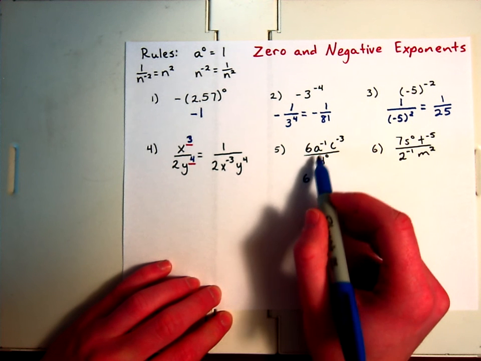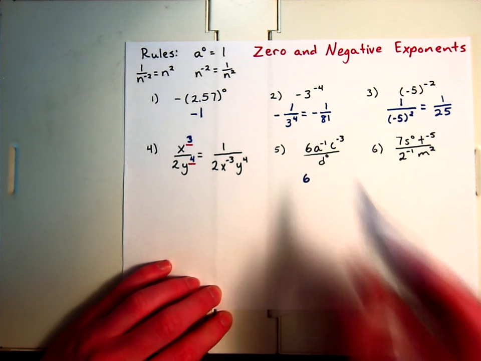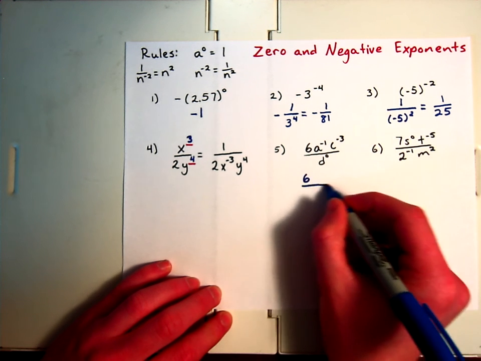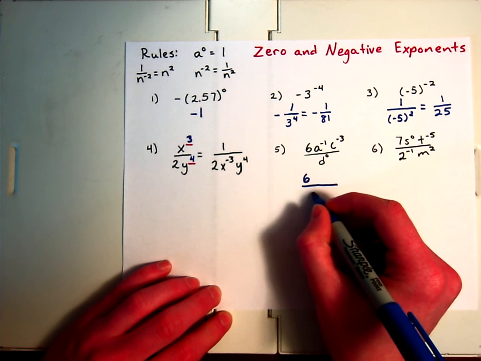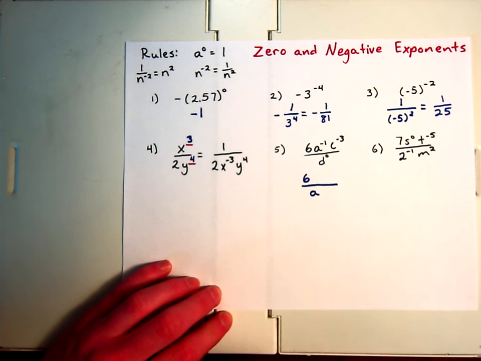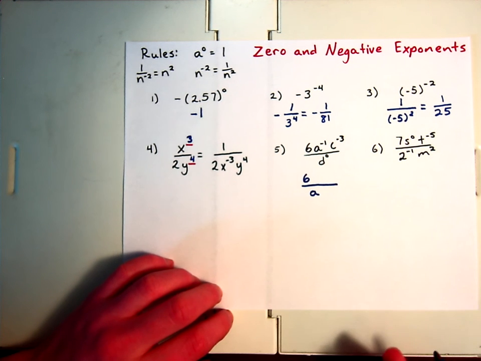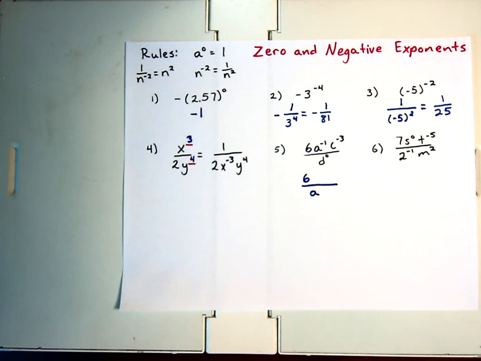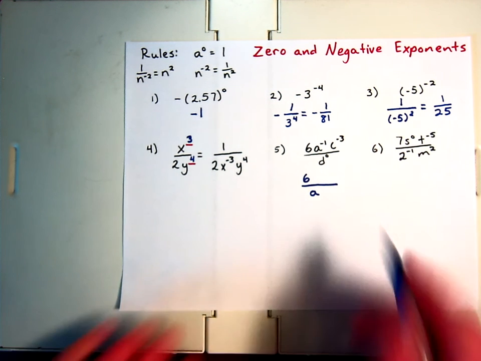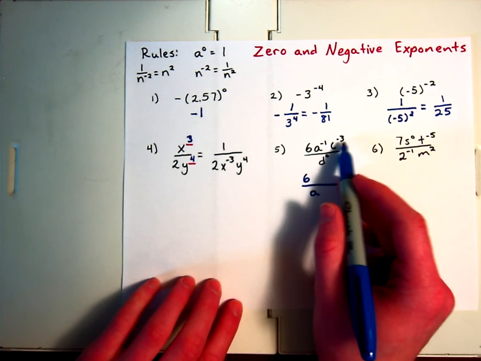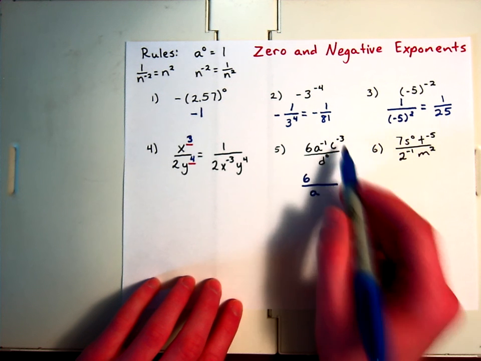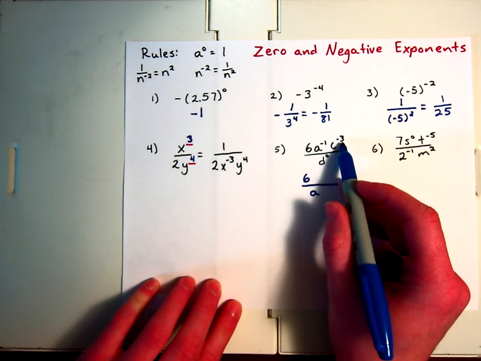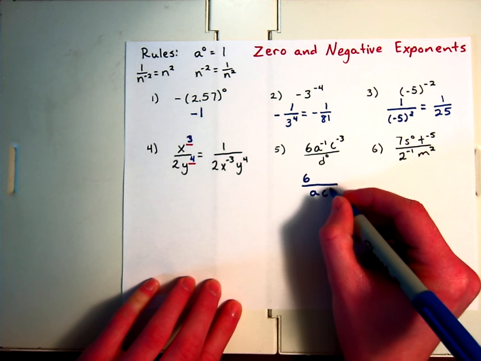Over here, I have a to the negative first. Well, I want to eliminate negative exponents, and so I'll write a fraction bar, and my a will move to my denominator. Now, since it's a to the negative first power, it would become a to the first power in the denominator. A to the first power is just a, so I don't need to write an exponent. Over here, I have c to the negative third power. Well, since it's a negative exponent, I want to move it to the denominator. So since it's c to the negative third in the numerator, it will become c to the positive third in the denominator.